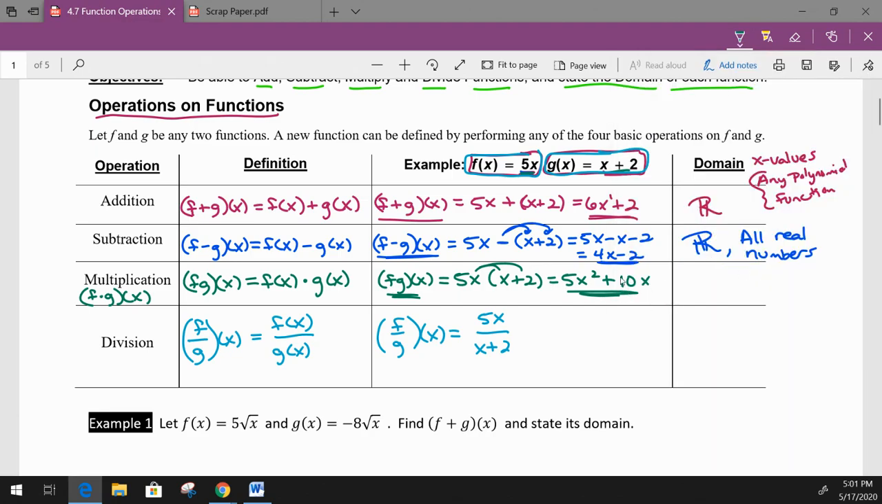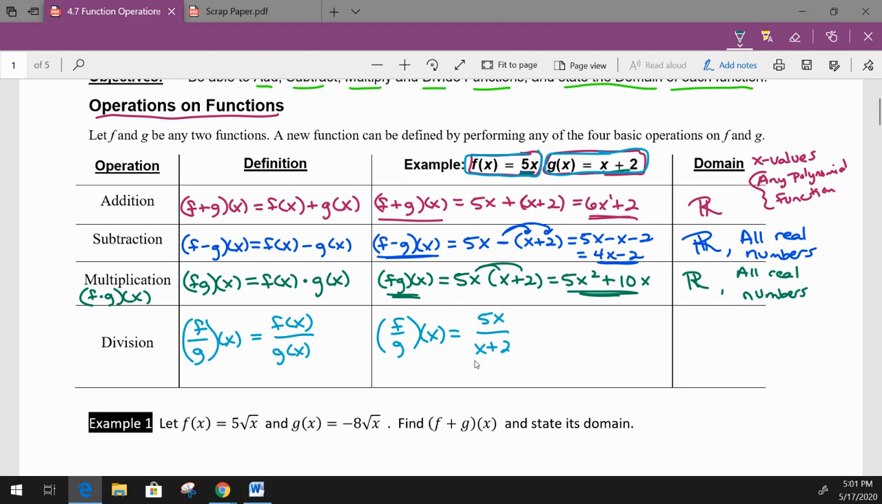So the third one, when we multiply it, again, that's a quadratic function, which is one type of polynomial function. So again, all real numbers for your domain. So it's nice when you have polynomial functions.